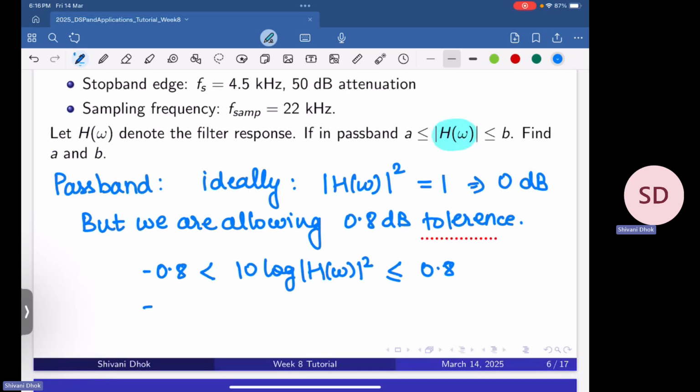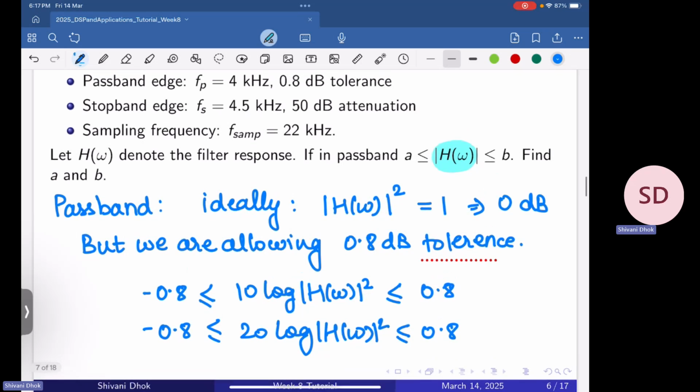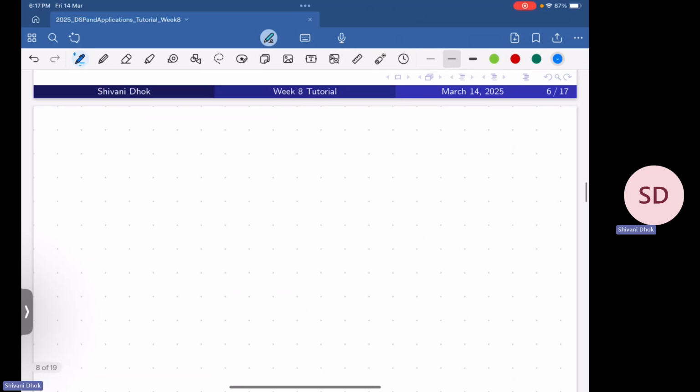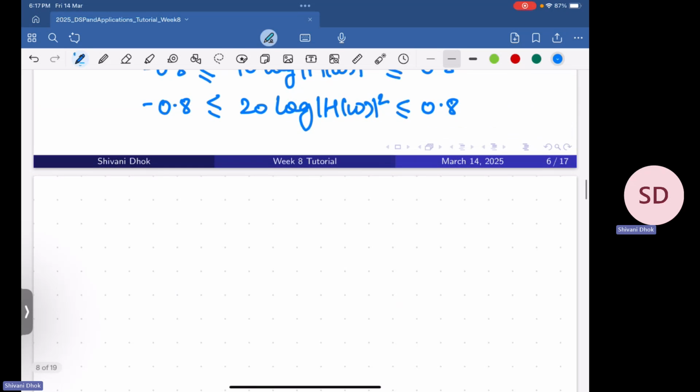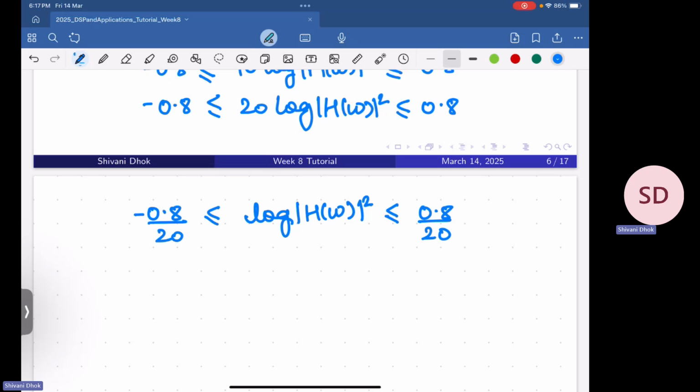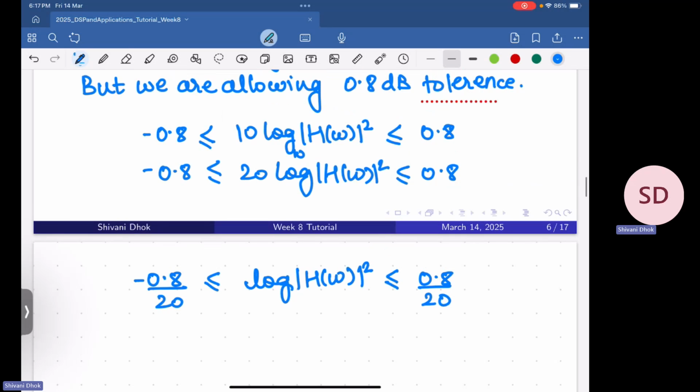Okay, so now I can write this as minus 0.8 less than or equal to 20 log magnitude of H of omega squared, less than or equal to 0.8. I can divide by 20 on all the sides. So what we get is minus 0.8 divided by 20 less than or equal to log of magnitude of H of omega squared, less than or equal to 0.8 by 20. And this log is to the base 10, which is decibels.